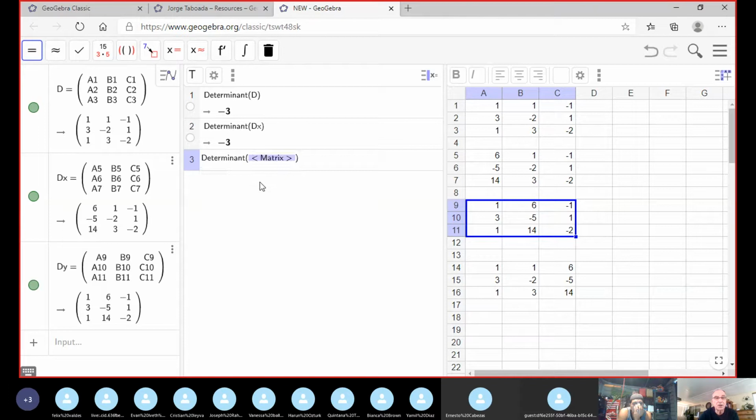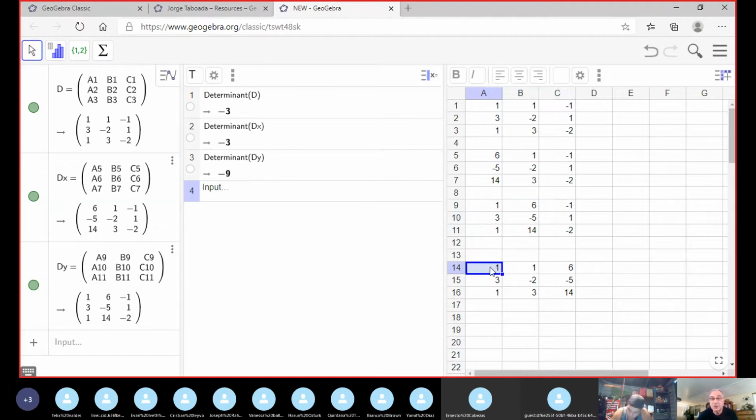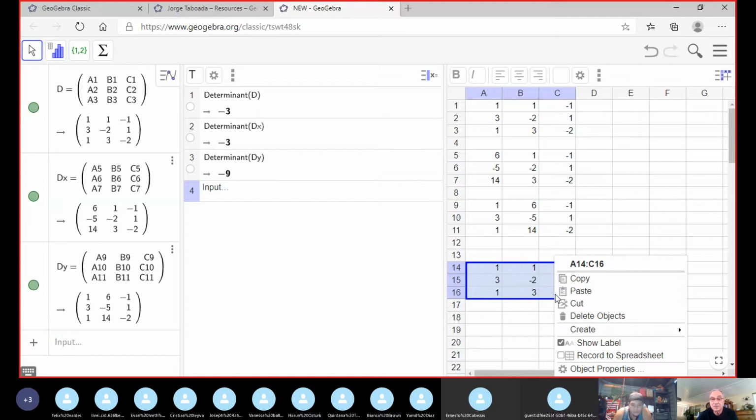Determine capital Y. dy. Press enter. It's negative 9. Wow. It's negative 9. So negative 9 divided by negative 3 is positive 3. It's the Y value. And finally, create the matrix for dz.